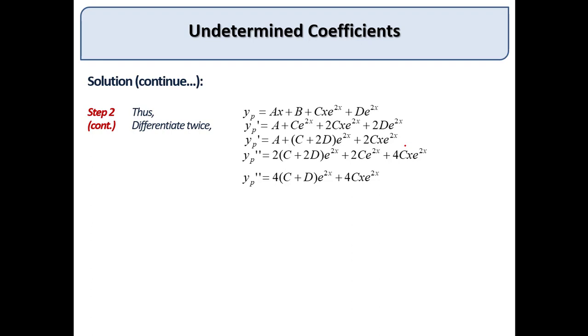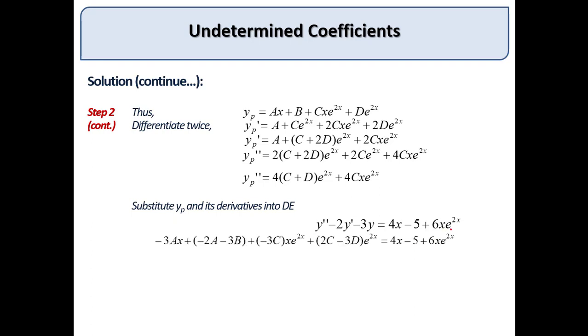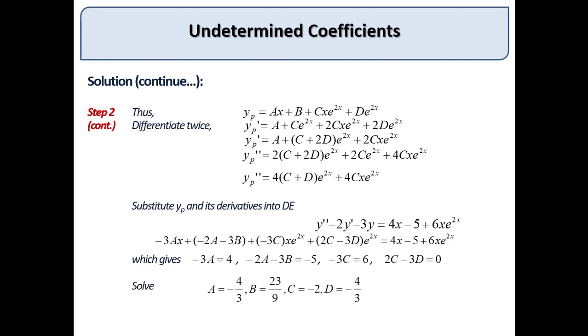Next I think you know what to do. You just substitute into y double prime minus 2y prime minus 3y, and then compare it with 4x minus 5 plus 6x natural exponential of 2x. Further to that, we found that the final solution is a equal to negative 4 over 3, b equal to 23 over 9, c equal to negative 2, and d equal to negative 4 over 3.